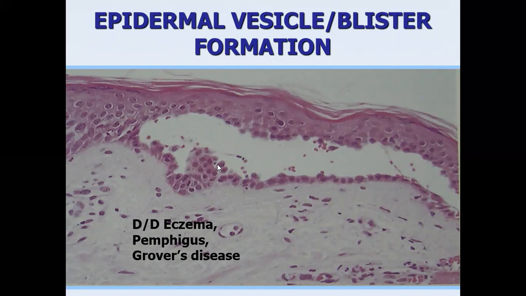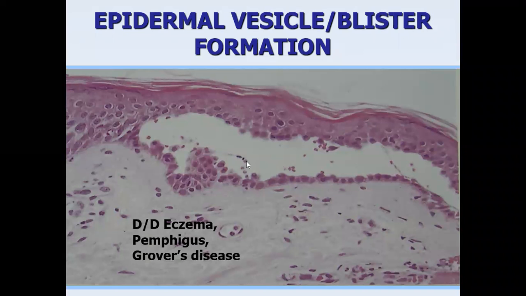Here the epidermis is seen mainly on the roof of the blister, and the floor of the blister is formed by the basal layer, and this kind of blister is called a suprabasal blister.